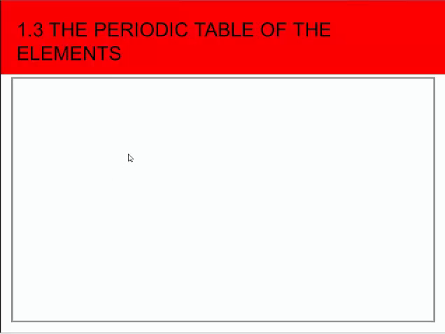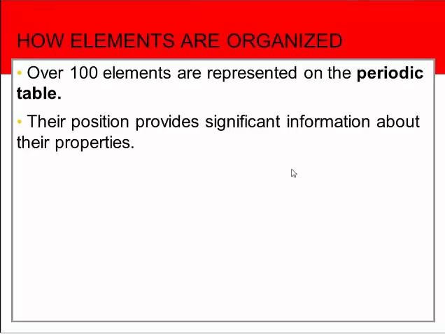So in section 1.3 of chapter 1, we're going to discuss the periodic table of the elements. This helps chemists organize the different elements that are found in nature. There are over 100 elements represented on the periodic table, and their position, where they are located on the table, provides significant information about their properties.